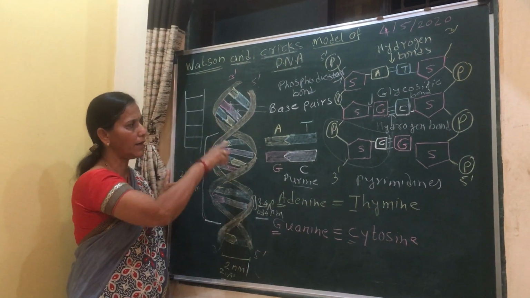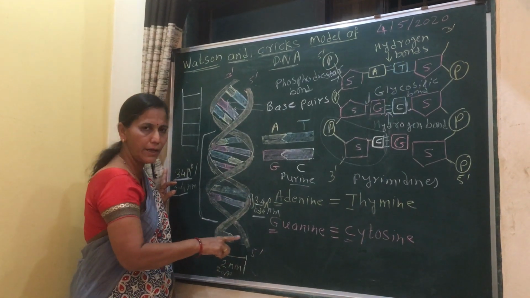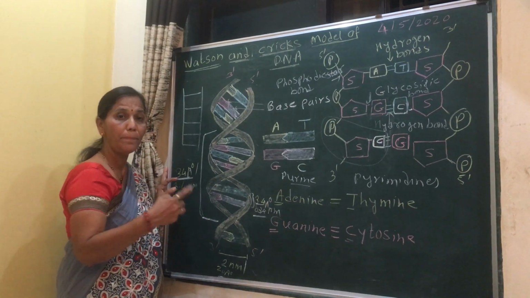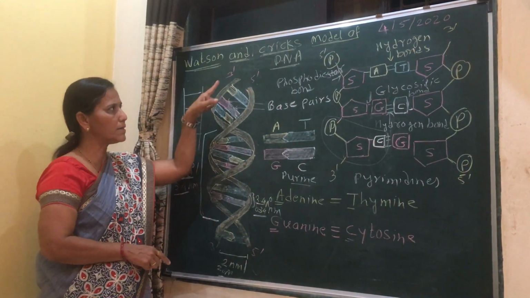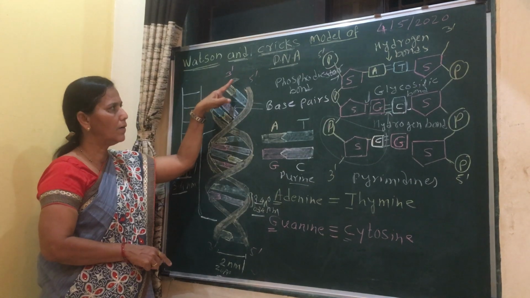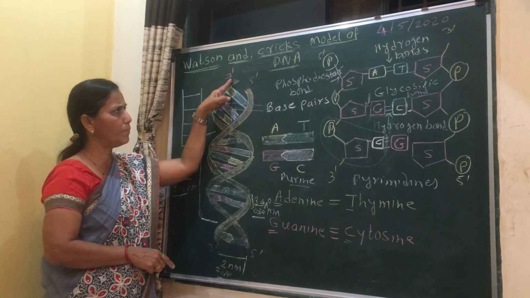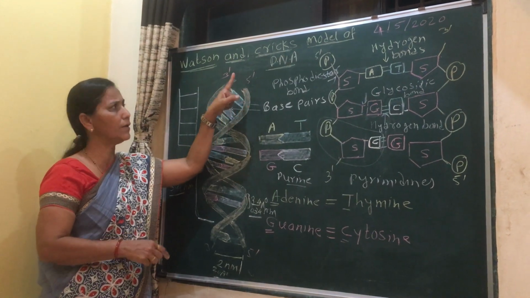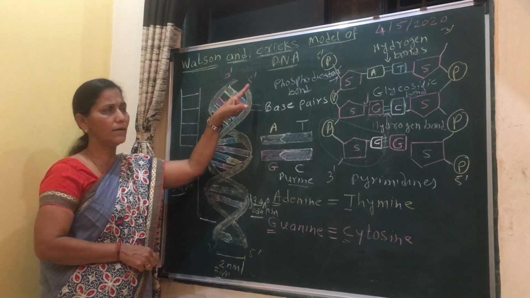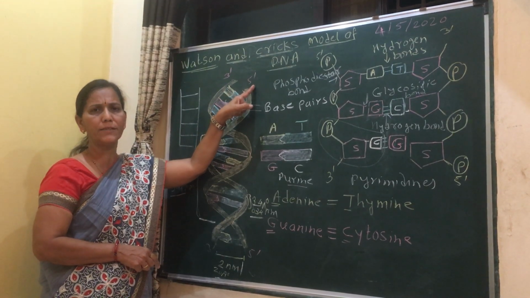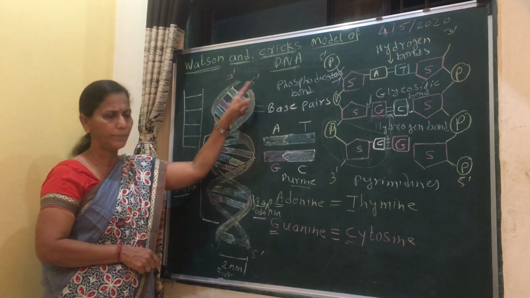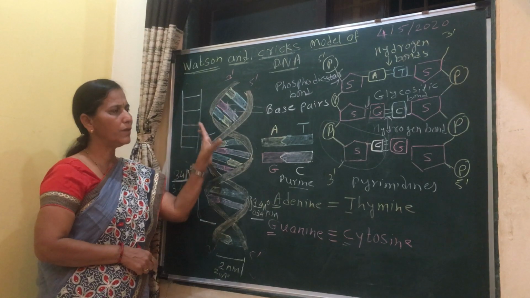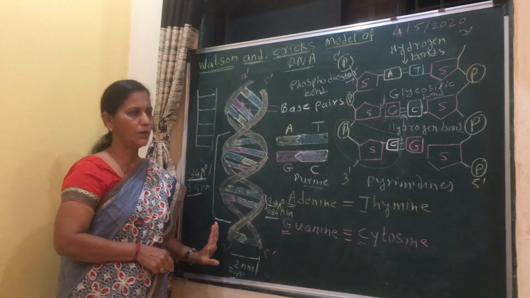Then these two DNA strands are anti-parallel to each other. They are not parallel, they are anti-parallel. It means the 3' end of one strand corresponds to the 5' end of the other strand. Suppose here there is 5' and here 3'. So these two strands are anti-parallel to each other.